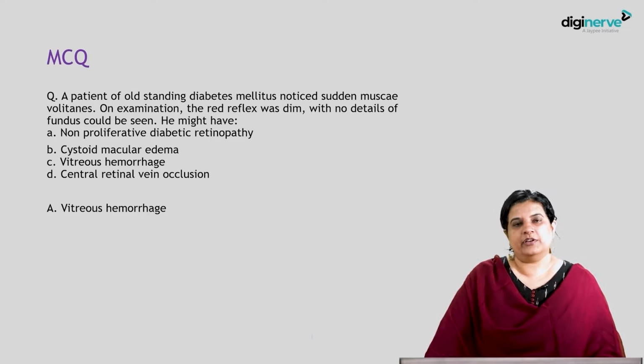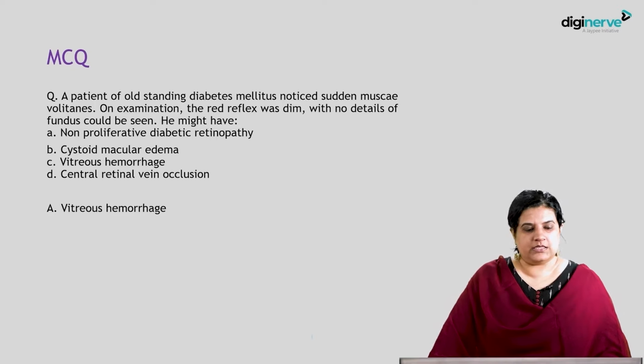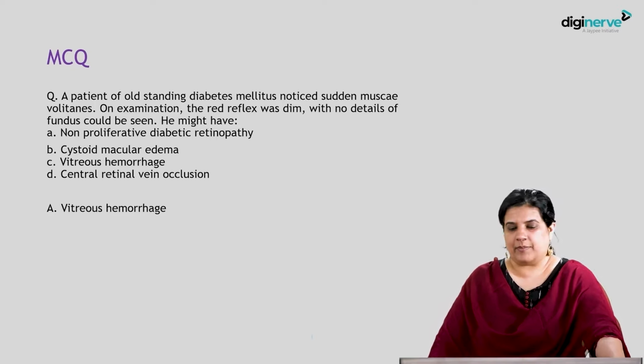Now, whenever there is vitreous hemorrhage, there is a release of RBCs which are now freely floating in the vitreous cavity, which appear as floaters. So the answer to this question is vitreous hemorrhage.